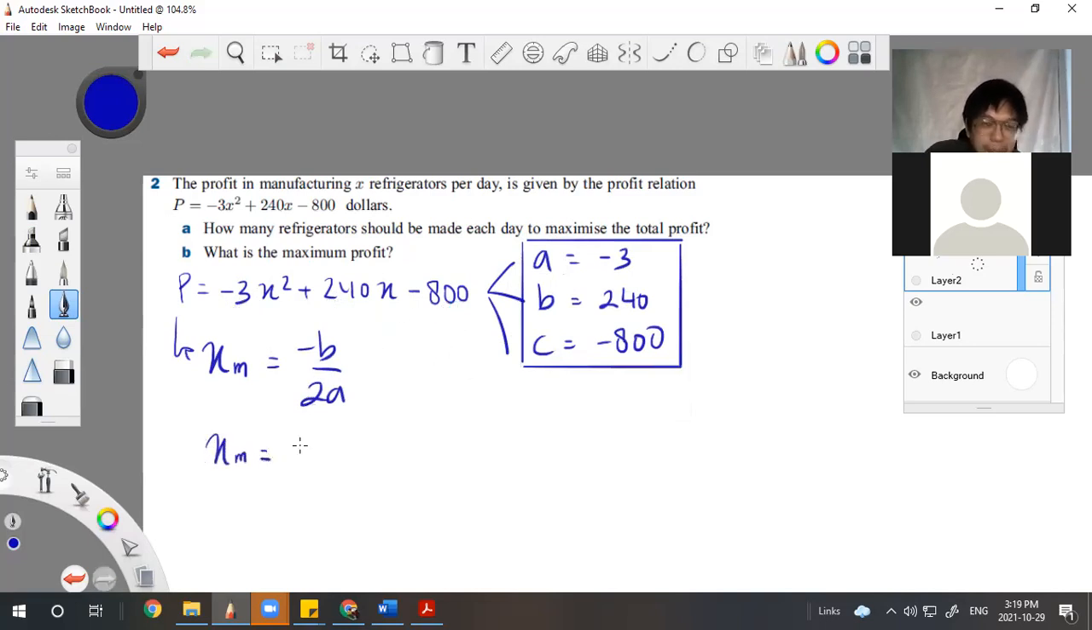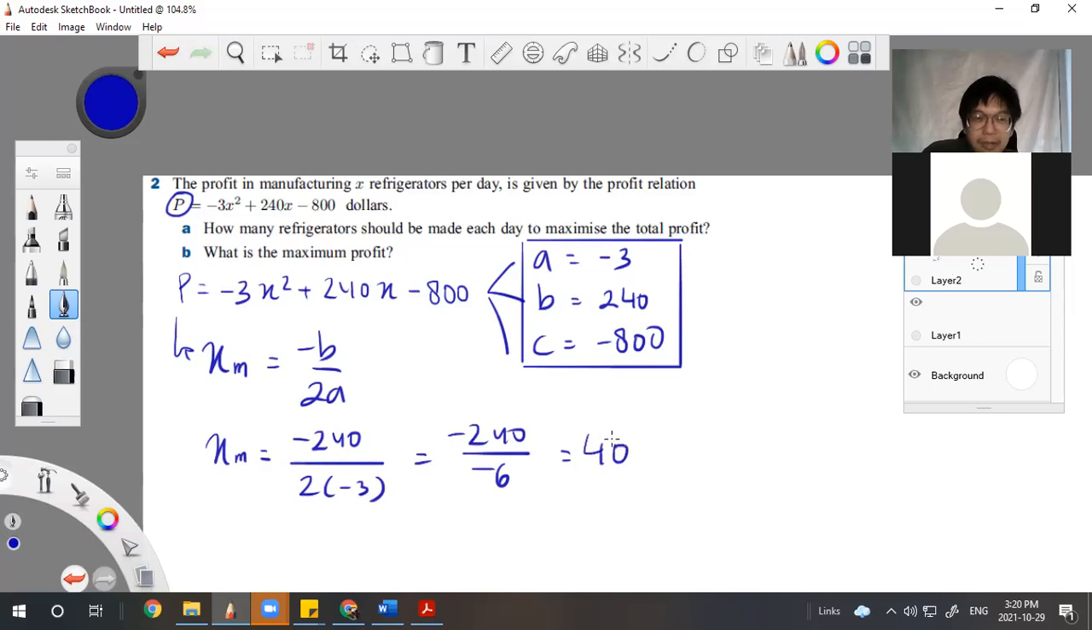So x-m would be negative 240 over 2 times negative 3. So in order to find the maximum profit, this can be changed into Y, right? So negative 240 over negative 6, it is 40. So what is the X? Refrigerators. So we already get the value of X: 40 refrigerators should be made each day to maximize the total profit. Okay.